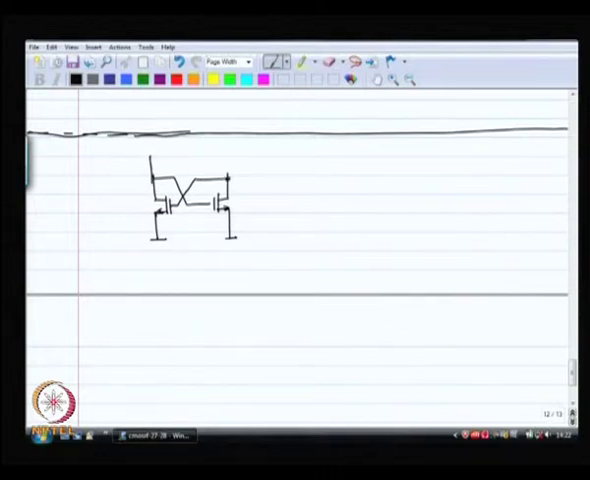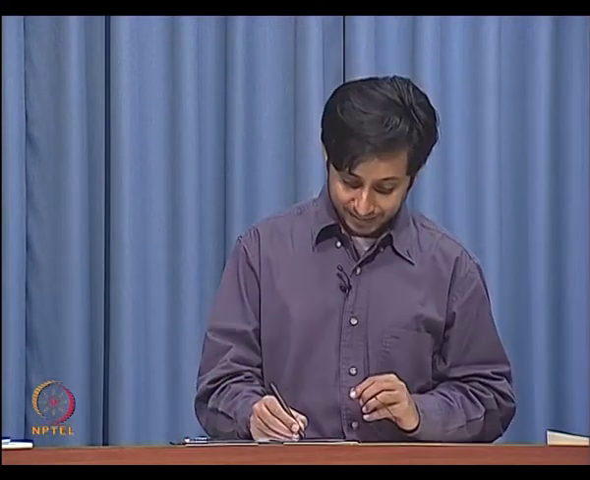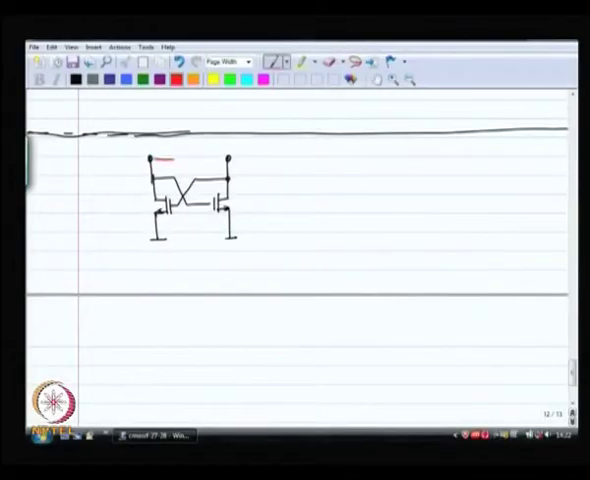This is my circuit, these are the two ports, and the point was that if I apply a voltage across these two ports, then I see a negative resistance. If I apply a voltage from these two ports with respect to ground, what do I see? That is the next question. It is very interesting.